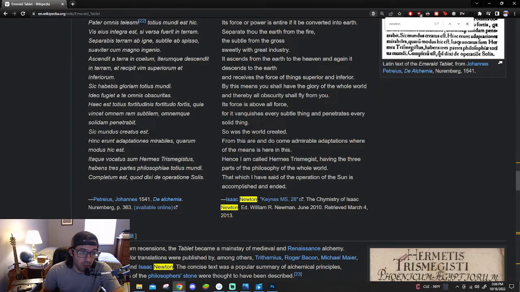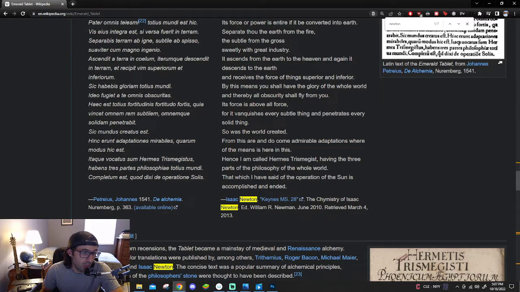From this are and do come admirable adaptations, whereof the means is here in this. Hence I am called Hermes Trismegist, having the three parts of the philosophy of the whole world. That which I have said of the operation of the sun is accomplished and ended.